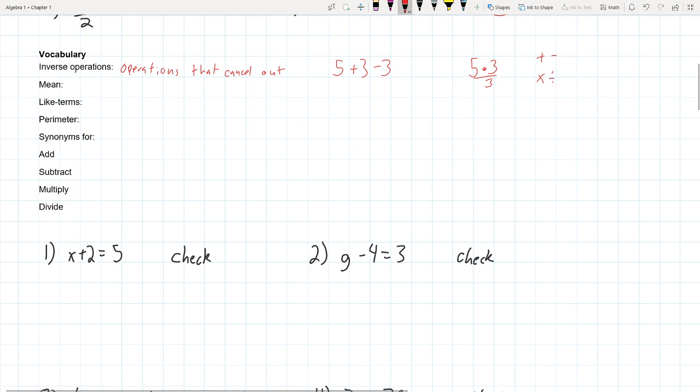Mean. Mean is a term that's used quite a bit in math, especially in probability and statistics. The mean is the average of a set of numbers. The way that you find that is you add all terms and divide by the number of terms.